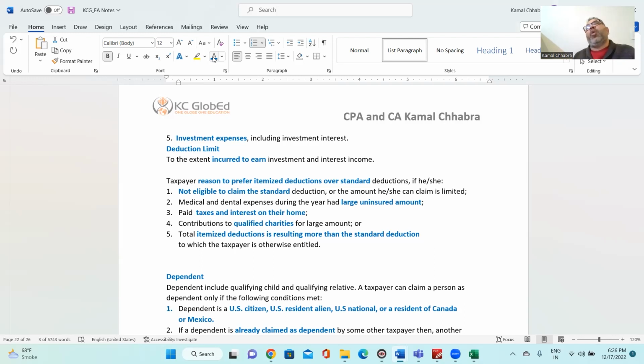So the maximum amount which is being allowed is the total income you have earned from those investments. Right? If you have spent more than what you have earned, then there is a carry forward provision. But in the current year, you cannot claim that from your routine income. Why has this provision been kept over here?